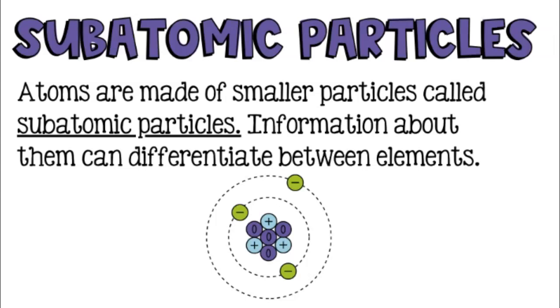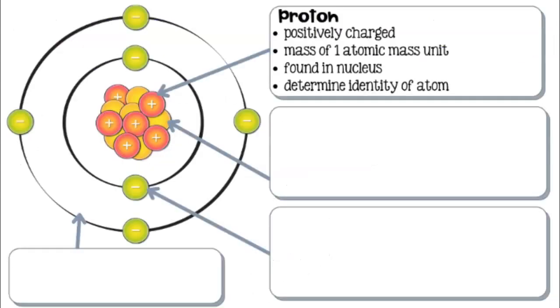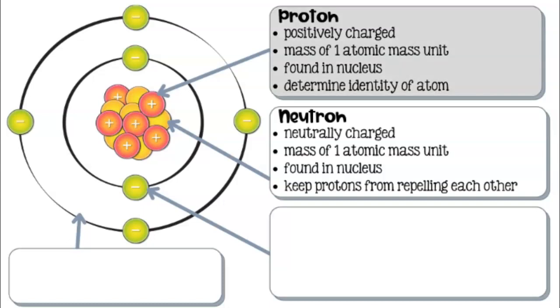Atoms are made up of smaller particles called subatomic particles. They are protons, neutrons, and electrons, and information about them can help you differentiate between different elements. Protons have positive charges. They have a mass of 1 atomic mass unit. They are found in the nucleus, and they determine the identity of the atom.